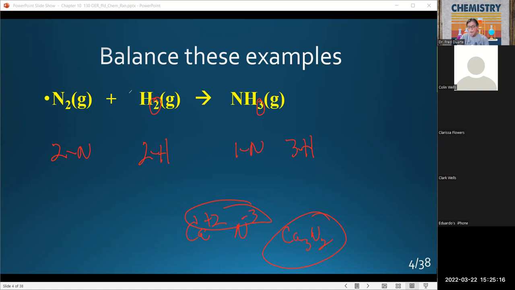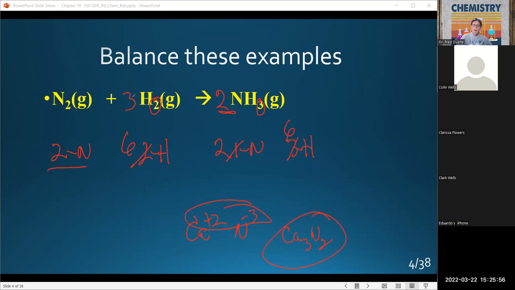So if I put a 3 in front of hydrogen gas and I put a 2 in front of ammonia, what does that do? Well, that kicks up my hydrogen from 2 on the reactant side to 6, okay? And on the product side, it went from 3 to 6. So my hydrogens are now happy. Because I put a 2 in front of ammonia, my nitrogens went up to 2. And guess what? By default, that balances out my nitrogens, okay?